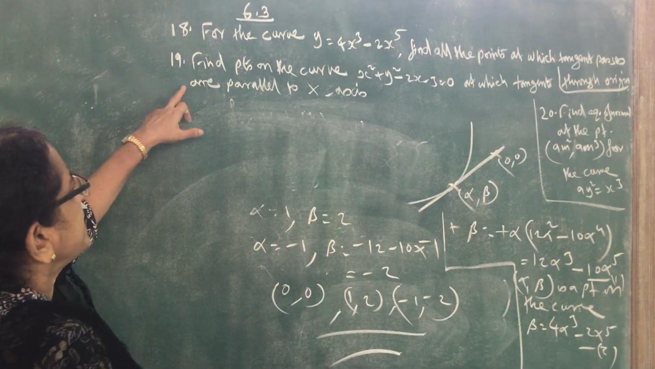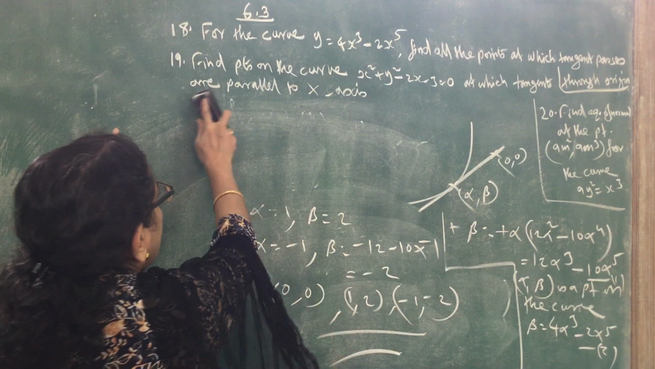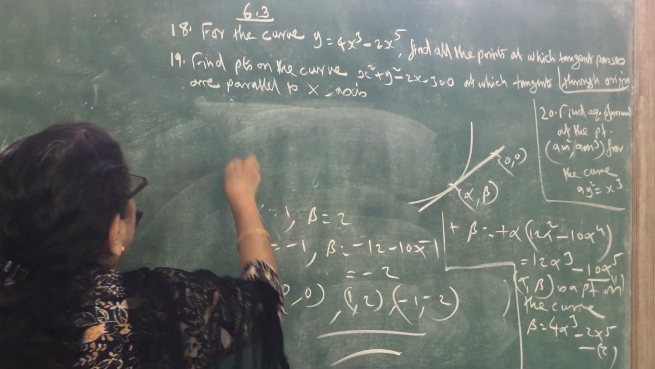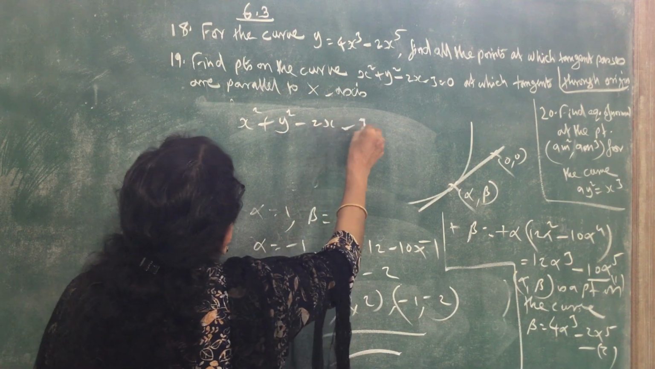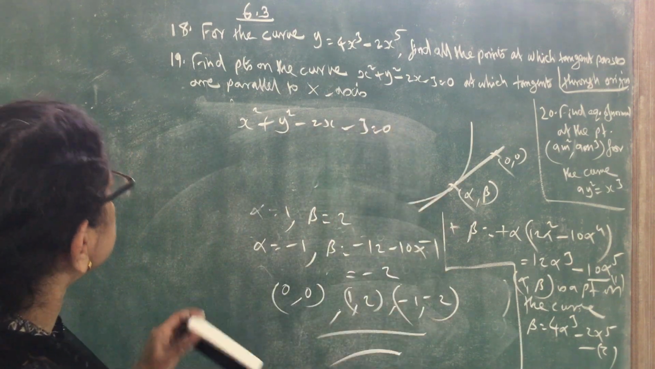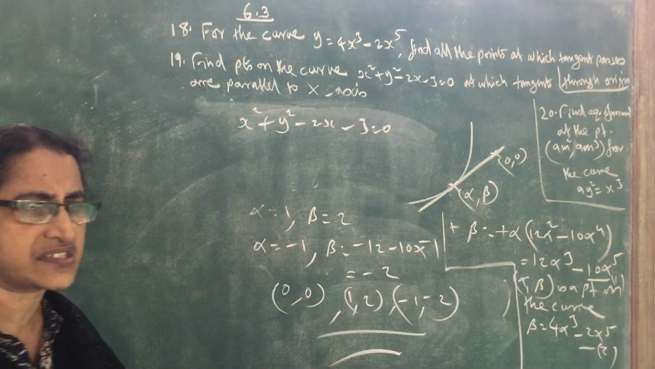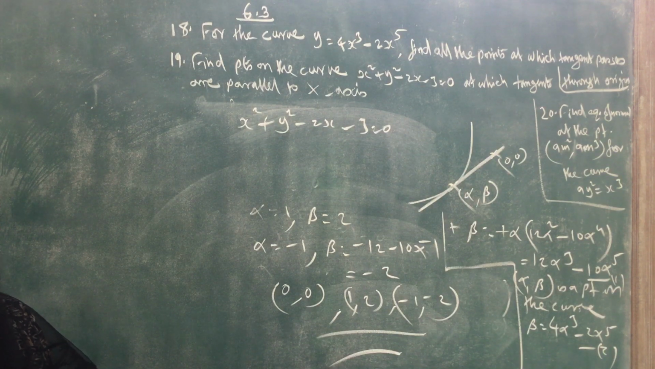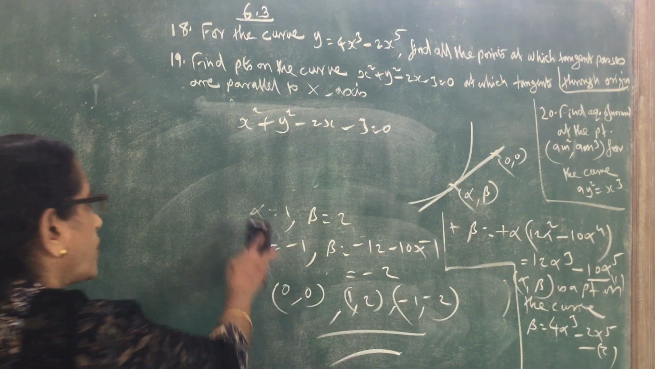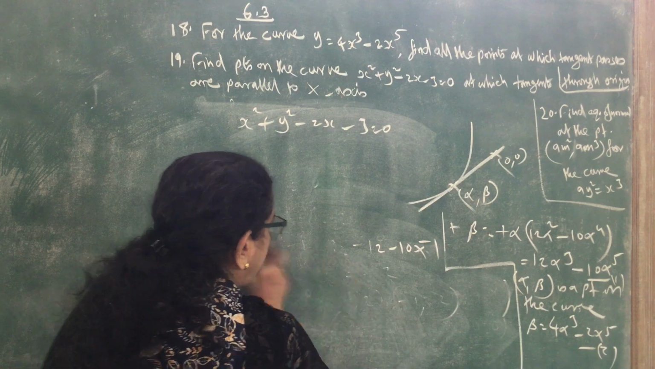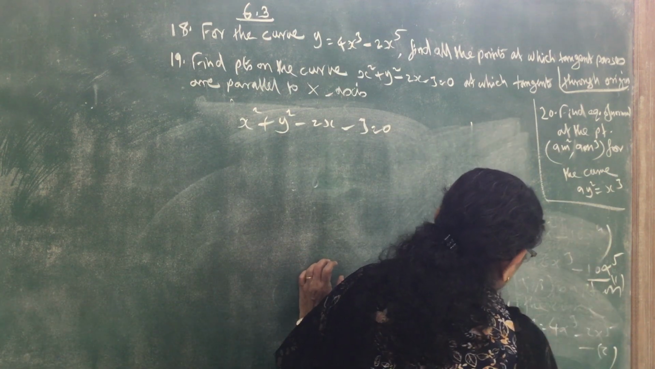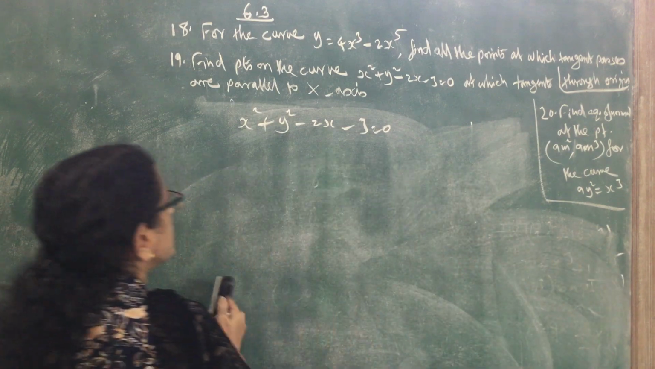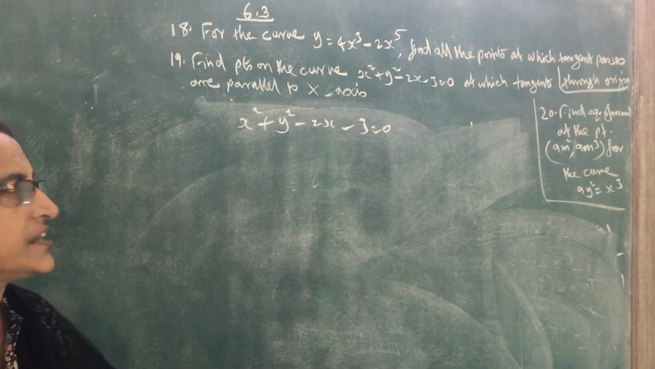Now question number 19. Find the points on the curve x square plus y square minus 2x minus 3 equal to 0 at which tangents are parallel to x-axis. Tangent is parallel to x-axis means slope of the tangent equal to 0. So we can find the slope of the tangent and equate it to 0. So how to find the slope of the tangent using this?